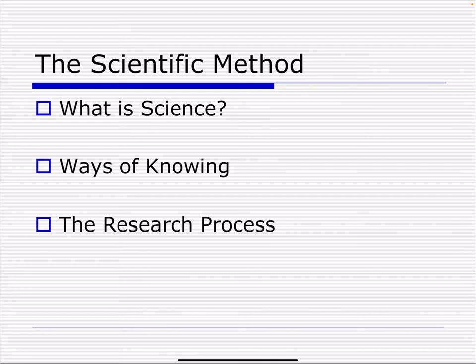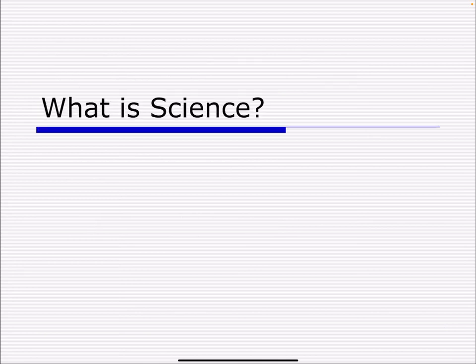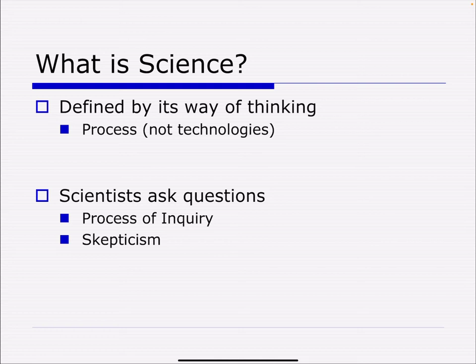So let's get started. What is science? Well, science is defined by its way of thinking. It's a process, not technologies. So you can be a scientist without having a microscope or a Western blot machine or any of the other things that sometimes are associated with science and science fiction movies. Science is simply a way of thinking.